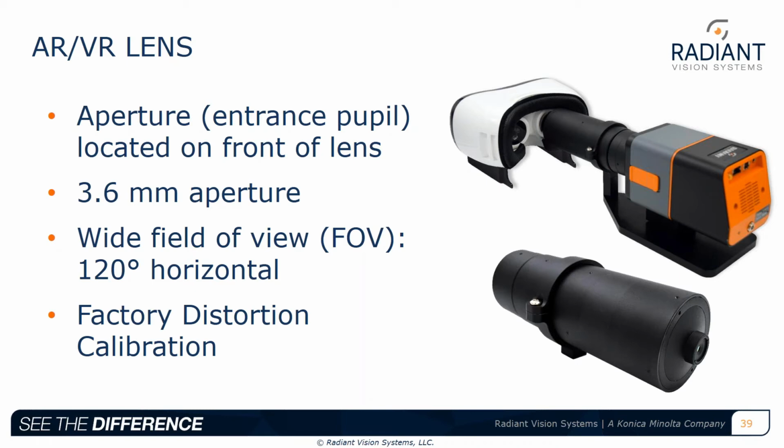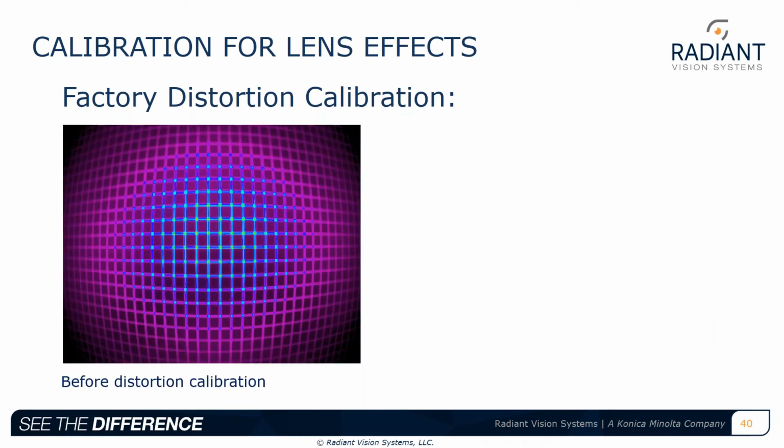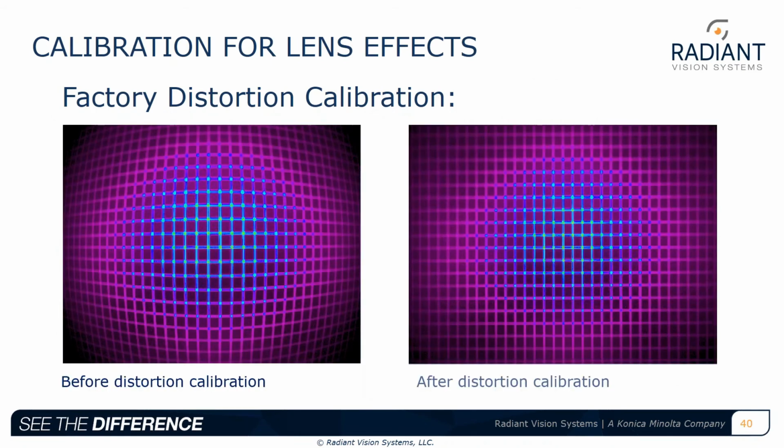And then we also are able to do a distortion calibration, because this really is like a fisheye lens. You would normally see an image that looks like the one on the left with a lot of barrel distortion. After you apply Radiant's distortion calibration, you would see a normal appearing image. What we're viewing here is just a standard rectilinear grid pattern.